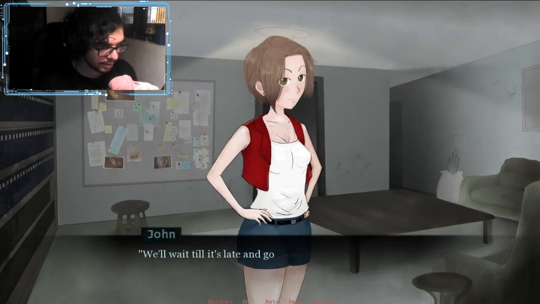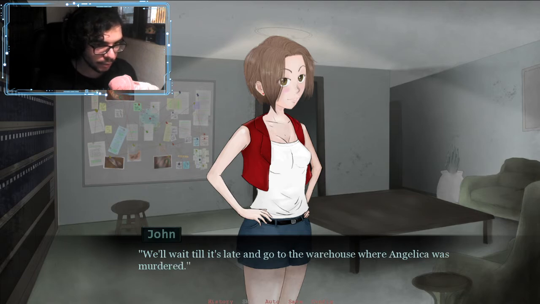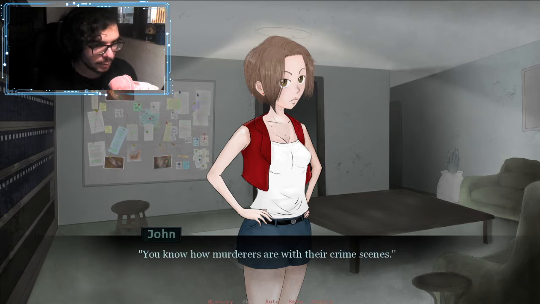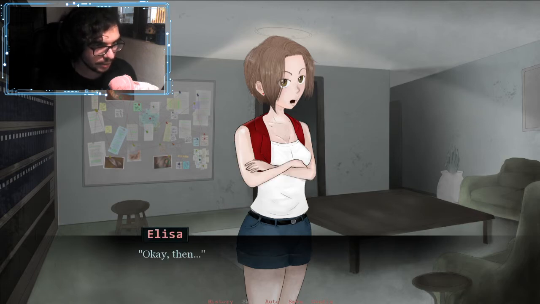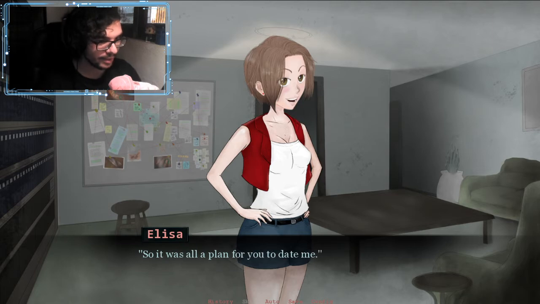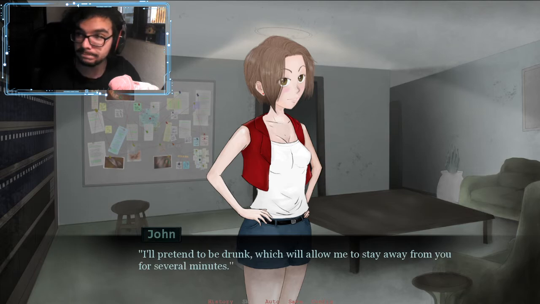The plan is this. We'll wait till it's late and go to the warehouse where Angelica was murdered. But does it have to be right there? Yes. You know how murderers are with their crime scenes. Okay then. Let's pretend we're dating. Just pretend. So it was all a plan for you to date me. I know you'd fall in love with me. It's nothing like that. I'm just kidding. It's completely like that.